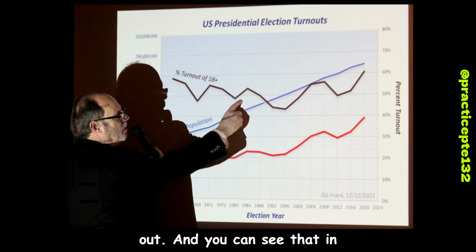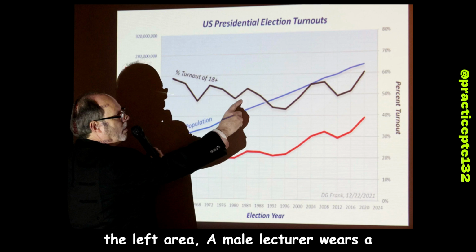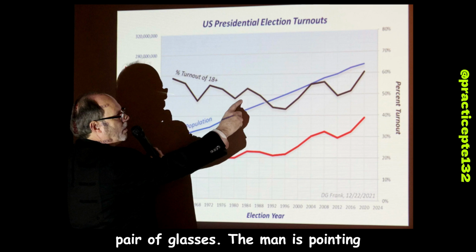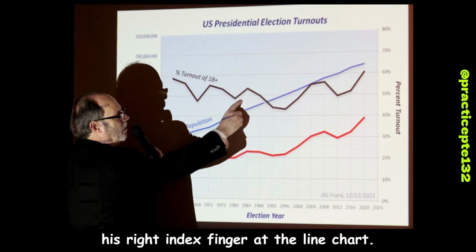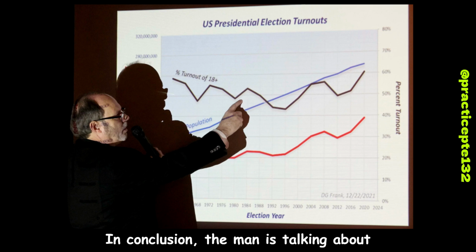And you can see that in the left area, a male lecturer wears a pair of glasses. The man is pointing his right index finger at the line chart. In conclusion, the man is talking about the election turnouts in election years.